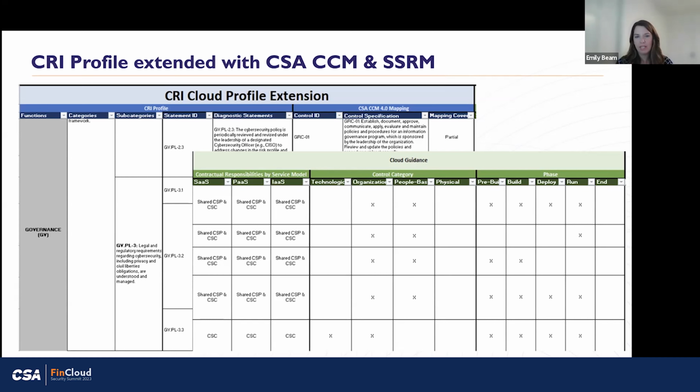The control category as well gives you some level of information about the types of resources that might be used as you move to the cloud for specific controls. So is it a technological control? Do I need more people to be able to implement this control, and so forth? And as well as the phase. So from the very beginning to the very end, there's a roadmap for what controls you should be aware of.